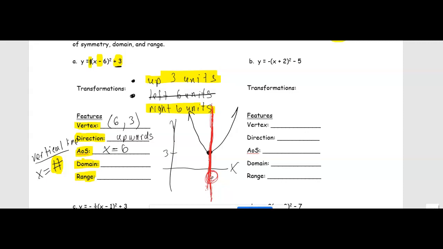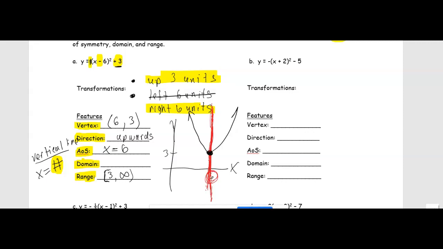Jenna. Calling on you, Jenna, because I just know you're going to get this right. So Jenna, what do you think for our domain? Say that again. Ooh, that's the harder one. Okay, I like that. All right, give me the range, Jenna. What do you think? Do we agree with that as our range? All right, good. That's why I picked on Jenna. I knew she'd get that right. Our lowest y value is 3, and we go up forever. It's a bracket because we do hit that y value of 3.